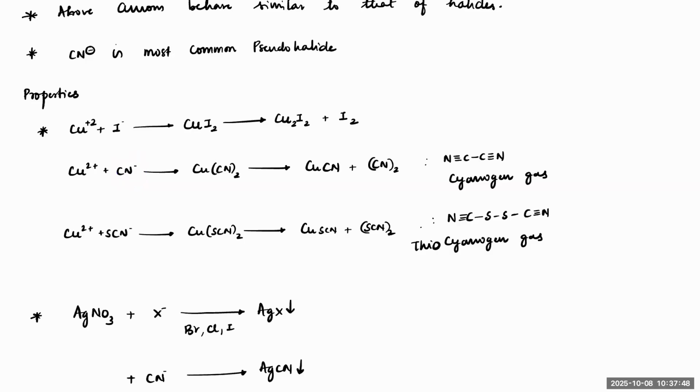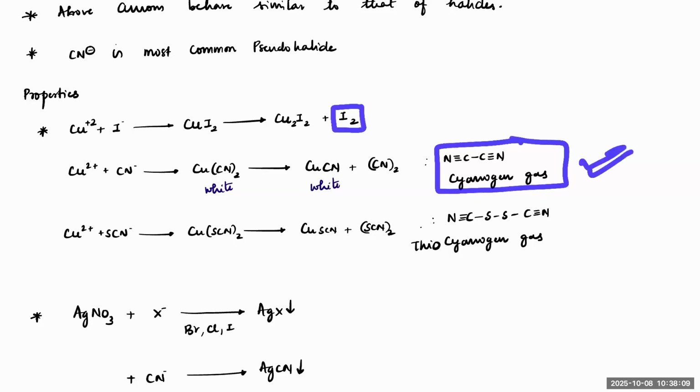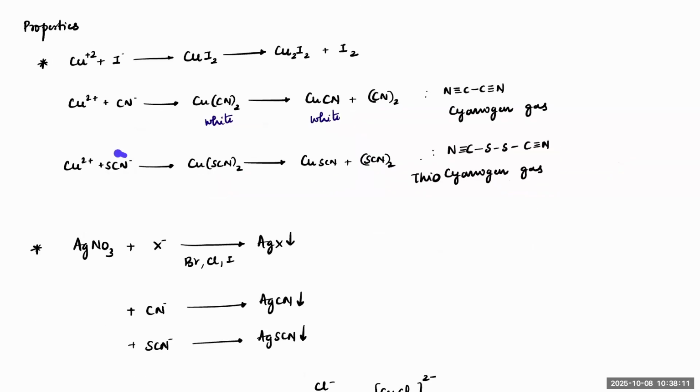With cyanide, Cu(CN)2, which is a white PPT, will convert into CuCN, which is also a white PPT. And this will give away (CN)2, which is called cyanogen gas, just like iodine gas here, you'll get cyanogen gas. If you take SCN minus, first you'll actually get a black PPT. Then you will get a white PPT on decomposition, and that will convert into (SCN)2, which is thiocyanogen gas.